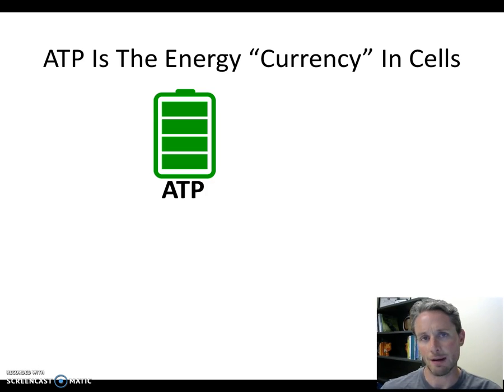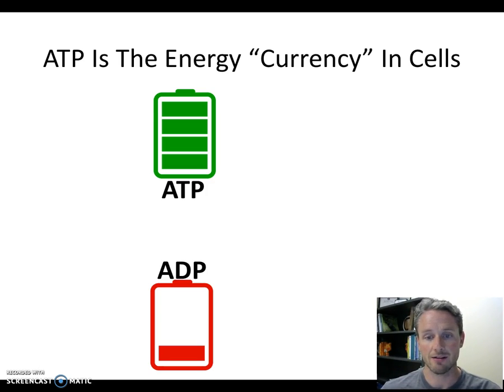But once I've used my battery, I end up with a dead battery. The same thing is going to happen to ATP. The dead battery form of ATP is called ADP. Okay, so we've got a charged up form. The energy storing unit is ATP. And if we use the energy up, we get ADP back, right?